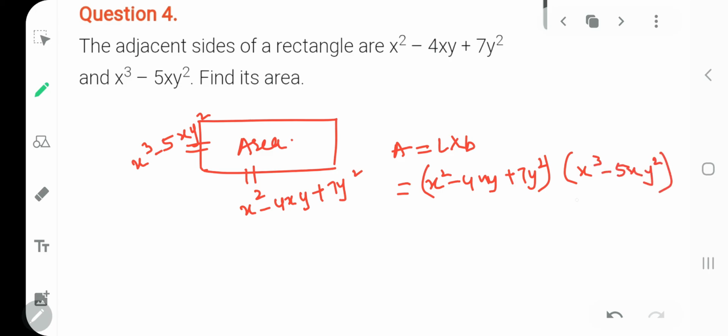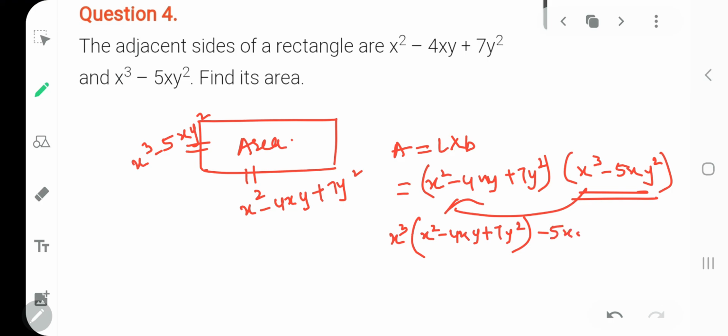Now you have to multiply this. So each term of your binomial, you have to take it and multiply with the entire expression. So x cube multiply with x square minus 4xy plus 7y square and minus 5xy square you have to multiply again with x square minus 4xy plus 7y square.